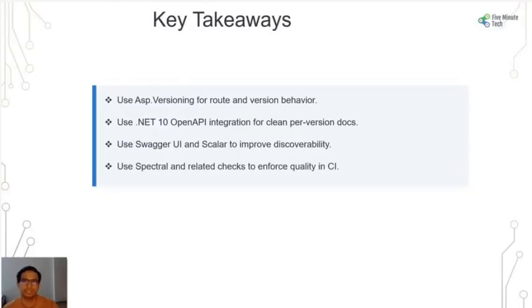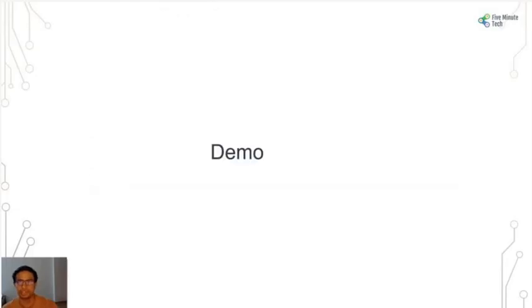Some of the key takeaways from this session: use Asp.Versioning for route and version behavior. Use .NET 10 OpenAPI integration for clean per-version docs. Use Swagger UI or Scalar, whichever works, to improve discoverability, and use Spectral and related checks to enforce quality in the CI pipeline. Now let's switch over to the demo and see how this works in action.